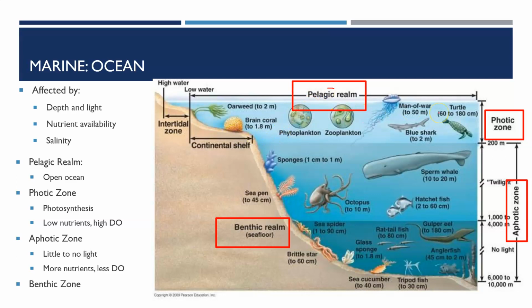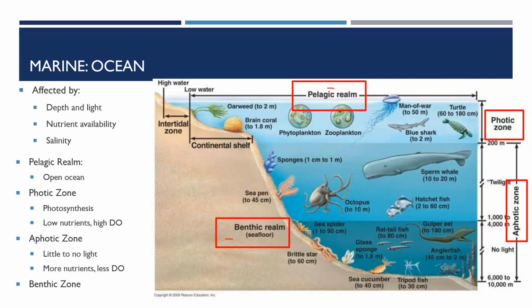So we've got the benthic realm down here on the seafloor. This is similar to the ponds and the lakes. Little to no light gets down here. This is our decomposers and our animals that don't mind not having a lot of light and living at the bottom, maybe with less oxygen.